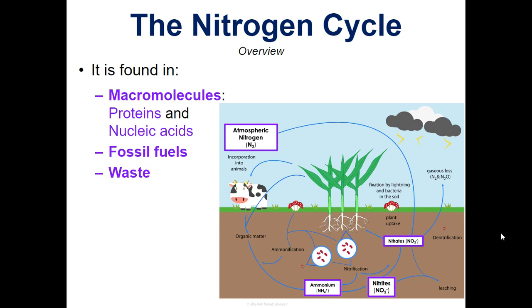We can see it in waste, right? When organisms expel urine and feces, we see that lots of nitrogen is going to be found in those waste products. And so we tend to see a lot of nitrogen also in the soil.